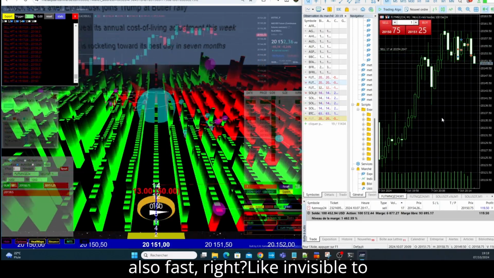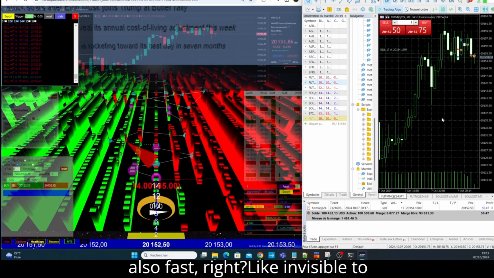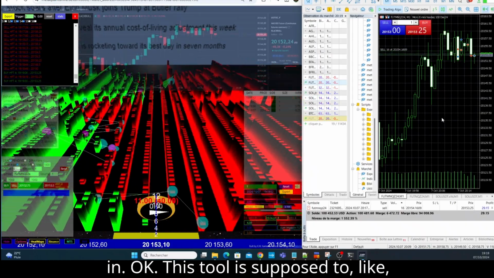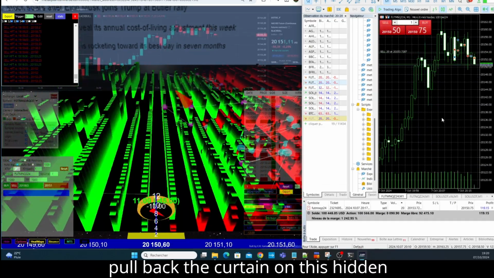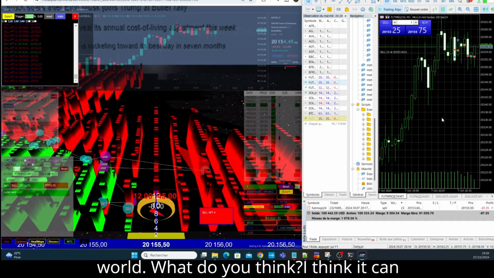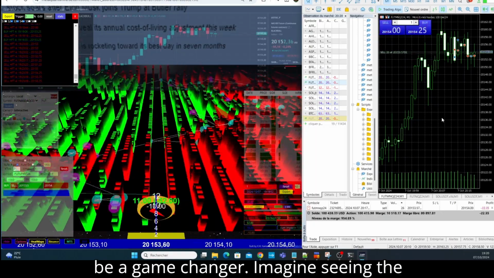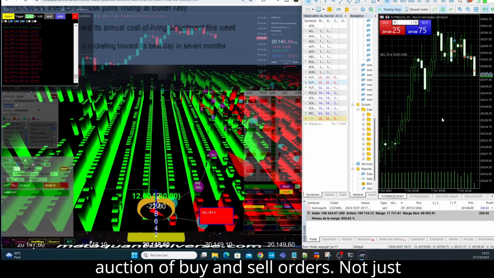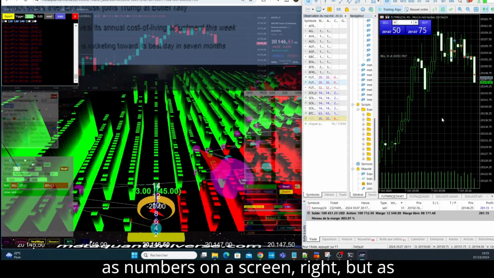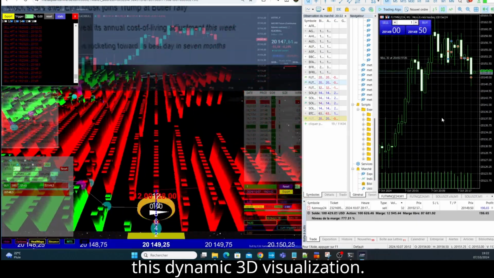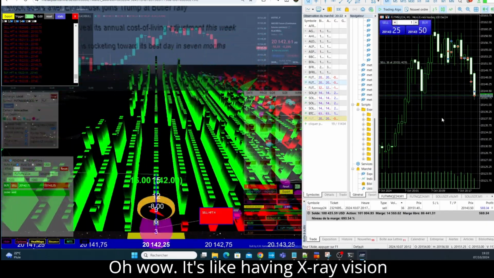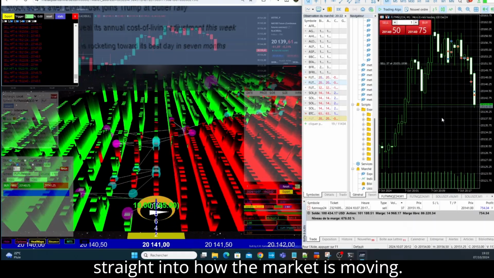But it's all so fast, right? Invisible to someone like me. It can feel that way, yeah. That's where I think MetaQuant comes in. This tool is supposed to pull back the curtain on this hidden world. What do you think? I think it can be a game changer. Imagine seeing the order book, that real-time auction of buy and sell orders, not just as numbers on a screen, but as a dynamic 3D visualization. Oh, wow. It's like having X-ray vision straight into how the market is moving.